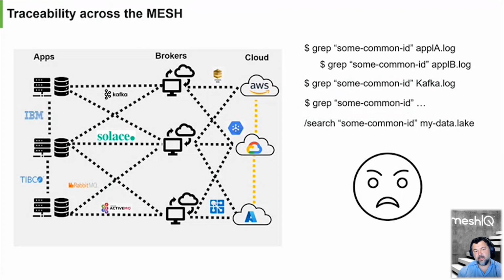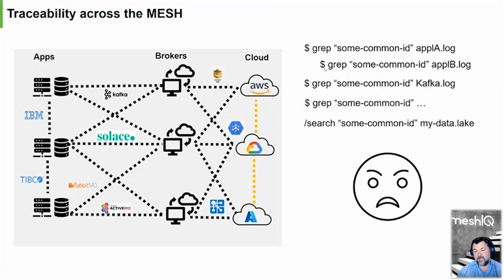Let's take a case where millions of messages are being exchanged between different applications via this integration mesh. And let's say you've got a problem where a message didn't arrive at the destination. What do you do in that case? Well, typically in a traditional approach, you've got all of these traces that you've collected from different endpoints, whether it's Kafka, Solace, or AWS.